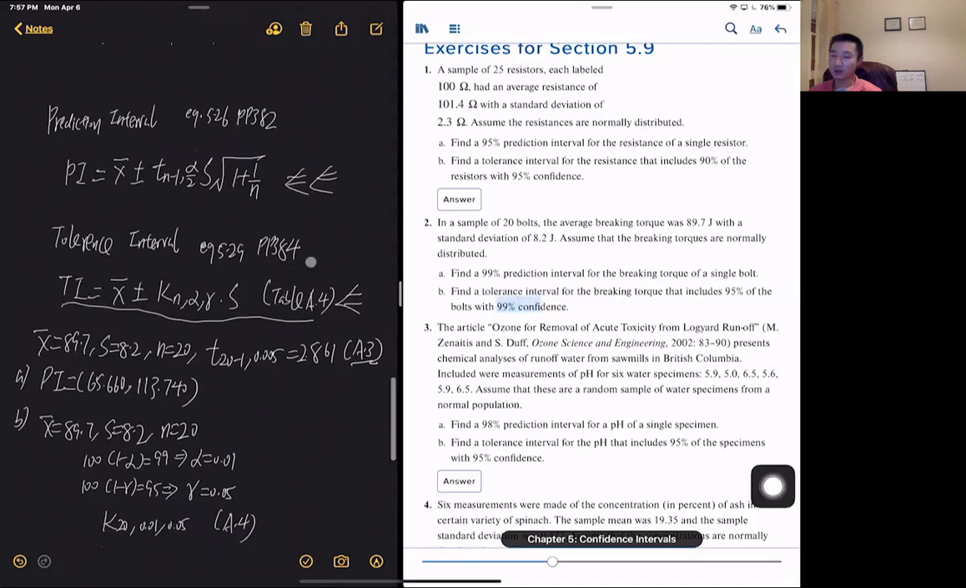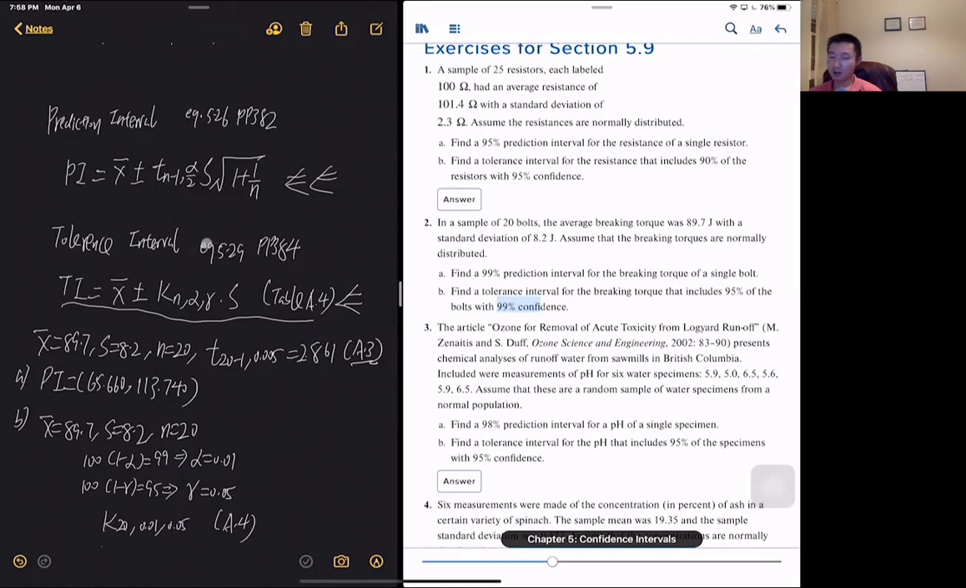For prediction interval and tolerance interval, we only have one equation. This is different from confidence interval, which has many different scenarios. For prediction interval, this is equation 5.26 on textbook page 382. The prediction interval is equal to the mean value of x plus minus the t-value times the sample standard deviation times the square root term, where n is the sample size.